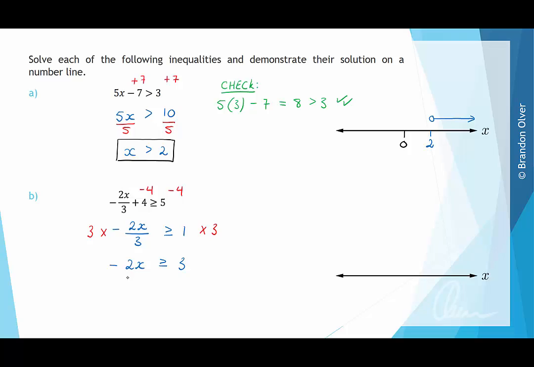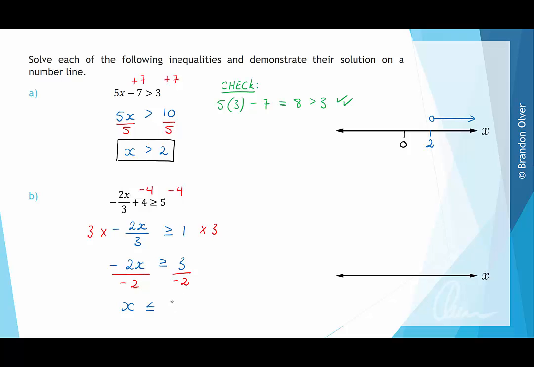And now to get x by itself, we need to divide by -2 on both sides of the equation. But if we do that, we need to remember that we flip the inequality sign. So we'll have just x on the left-hand side. Instead of being greater than or equal to, that's now going to be less than or equal to.